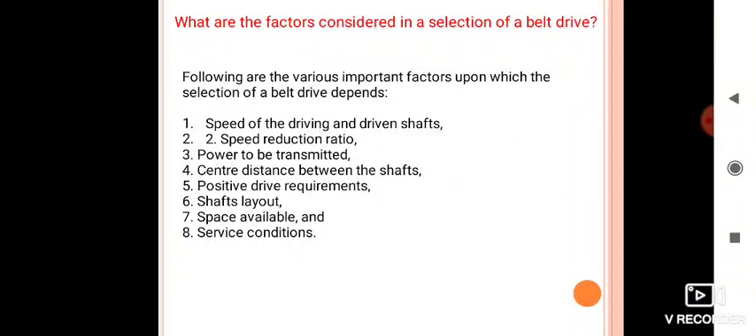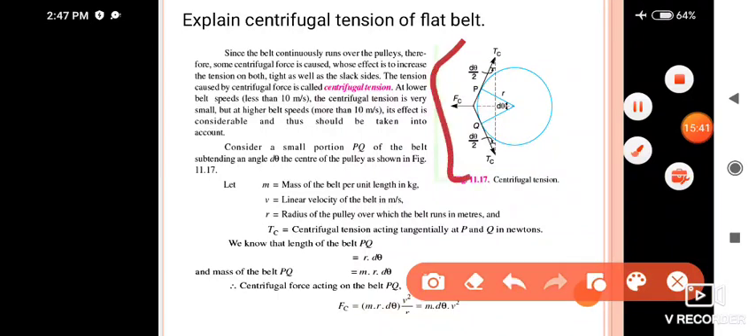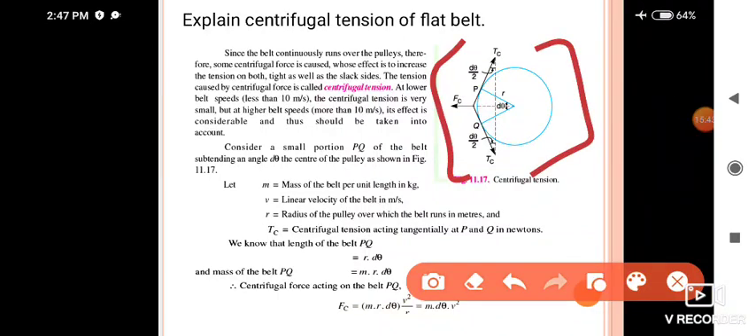Moving on to the next question. Centrifugal tension of the belt. Explain the centrifugal tension of the belt. You have to draw this diagram, which is very important. Then next, the explanation of what centrifugal tension is.